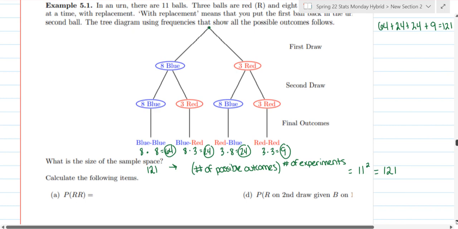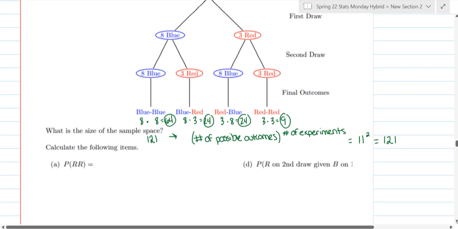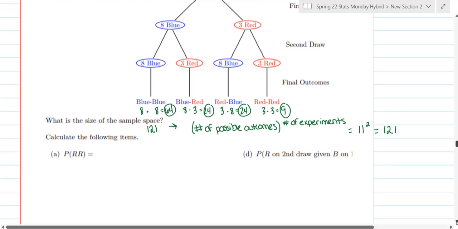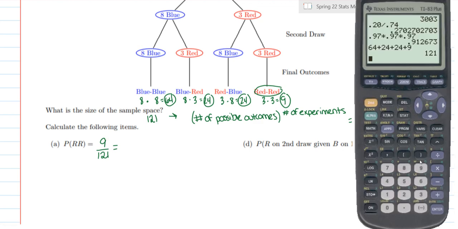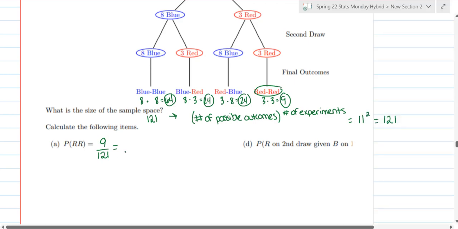So let's do some probabilities. We have 121 total different ways that this could happen. What is the probability of getting red and then red? Well, if I look at the tree diagram, I can get that easily. Red, red, right here, there are 9 ways to do that out of a total of 121. So I would do 9 divided by 121, and that would give me 0.074.